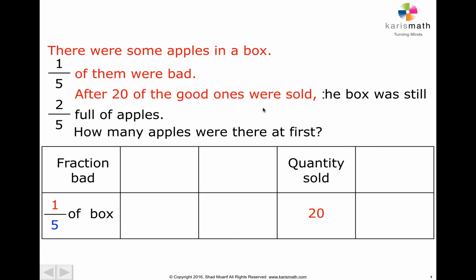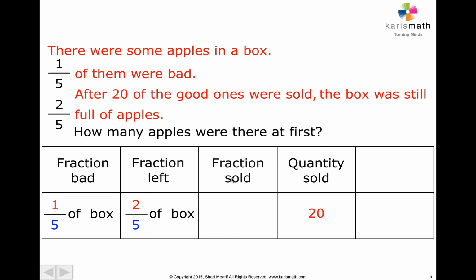And we know the box was still 2/5 full of apples. So the fraction of apples that are left is 2/5. 2/5 of the apples are still there, and 1/5, of course, are bad. So if we want to know what fraction was sold, let's find out how many are already inside the box. Inside the box, you have 1/5 and 2/5. So if we add them up, we'll know that 3/5 of the apples in the box are still there.